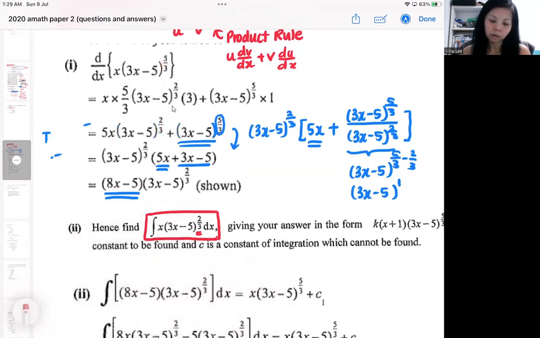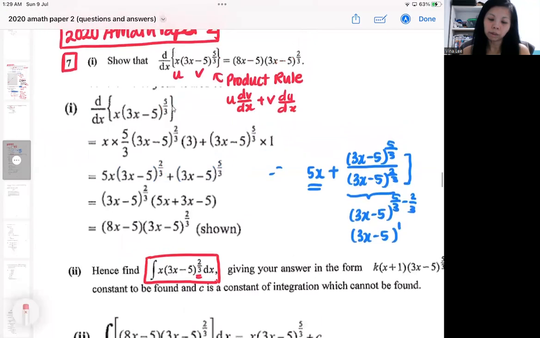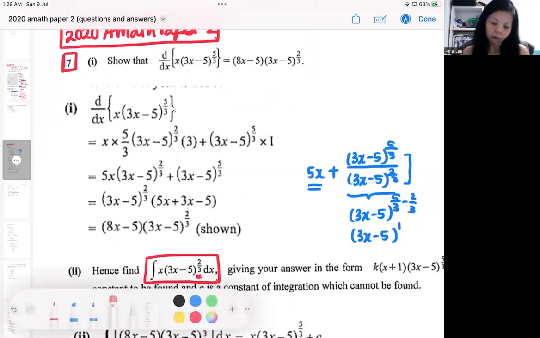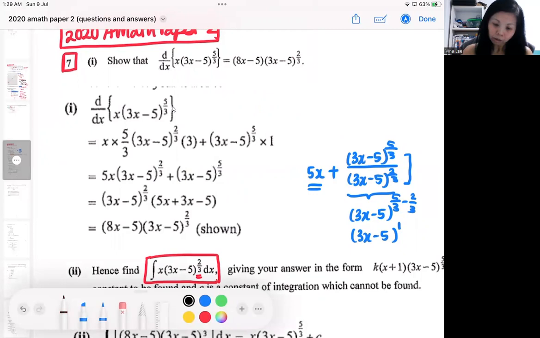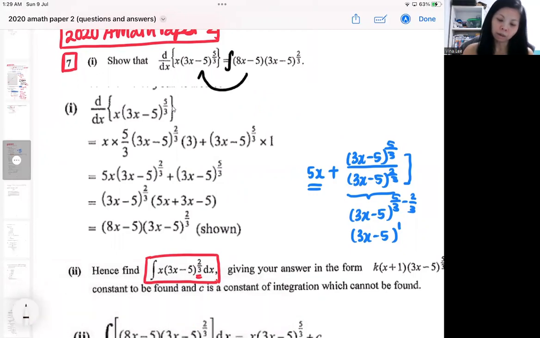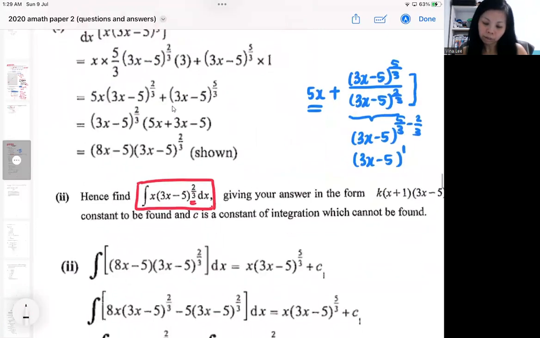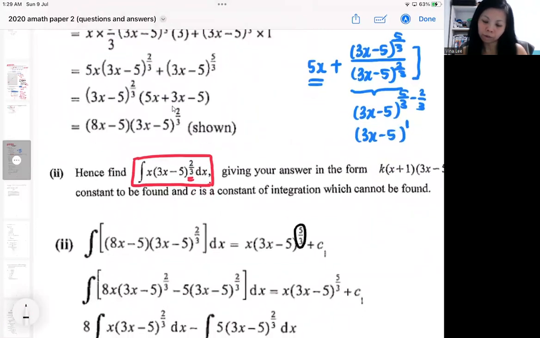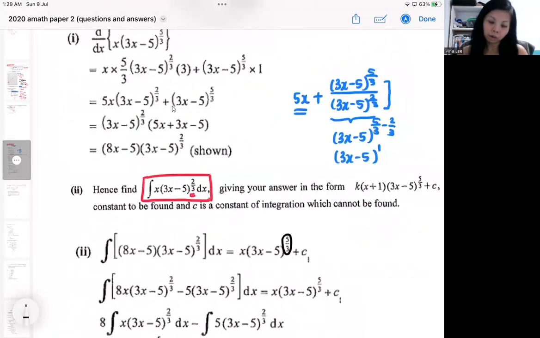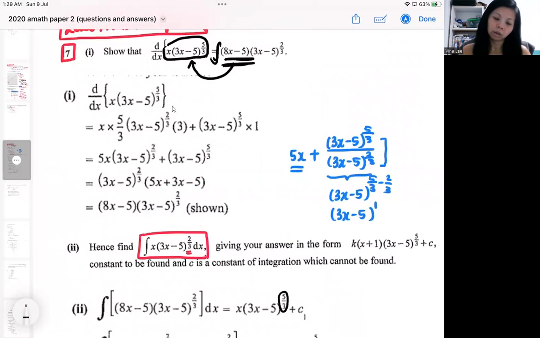Okay, so I'm going to make use of the first part. So what can I make use of from the first part? So I'm going to reverse back. So now that I proved my differentiation already, I'm going to reverse back. That means if I integrate, I will get back the original product. So that's exactly what I'm going to do. I'm going to integrate this and I will get back the original product. The original product is the one that has power 5/3. So you integrate back. You integrate, it will return you the original product.